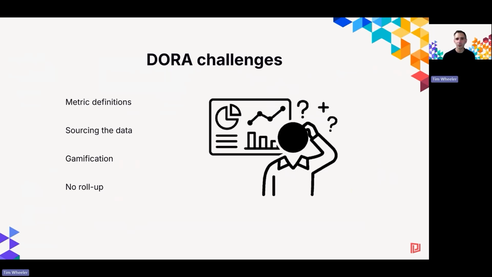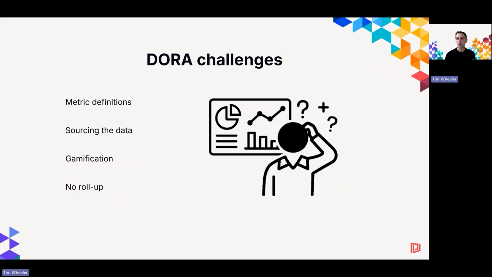And then finally, no roll-up. Here at SquaredUp, we love doing roll-up. We love rolling up health. We love rolling up to different views. We're using our dashboards. But the DORA metrics are not intended to be rolled up. Not truly. And you're not expected to have an organization level view of DORA metrics.